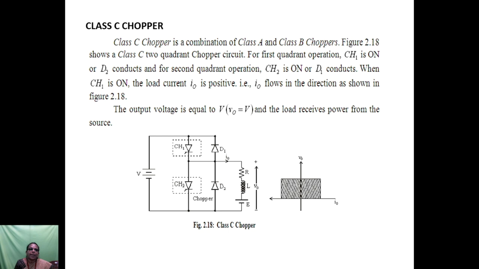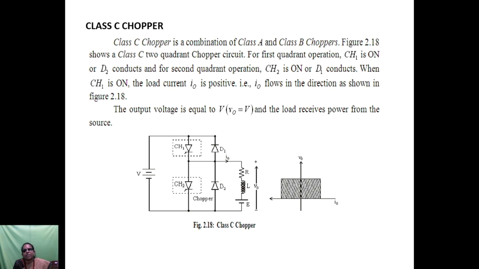Class C chopper. Class C chopper is the two quadrant chopper. Here this chopper is the combination of class A and class B chopper. In the class C two quadrant chopper circuit, for first quadrant operation CH1 is on or D2 conducts. For second quadrant operation CH2 is on or D1 conducts.